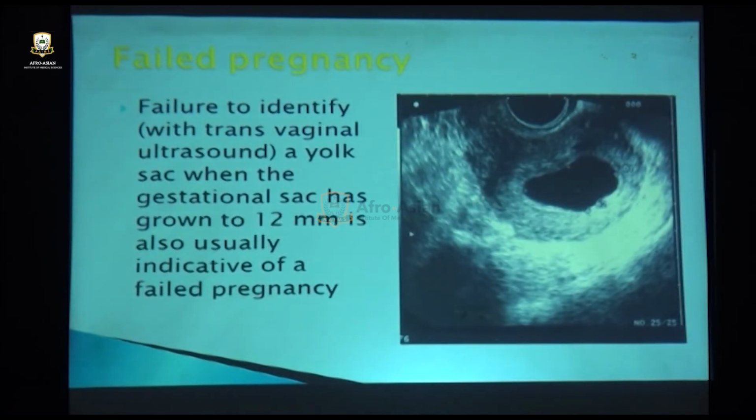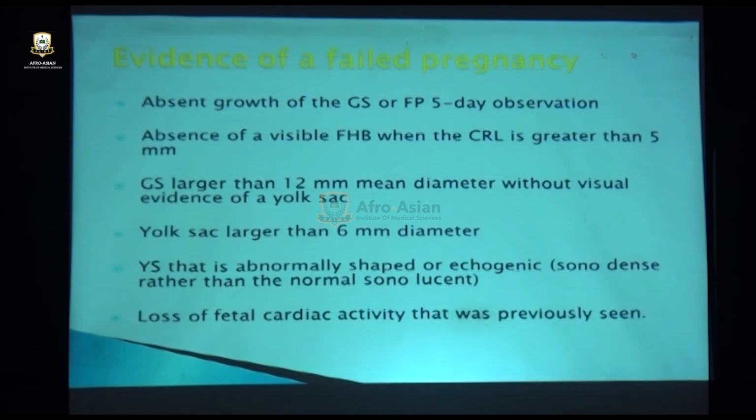Failed pregnancy: a failure to identify a yolk sac with transvaginal ultrasound when the gestation sac has grown to 12 millimeters. If you measure 12 millimeters in an intrauterine pregnancy gestation sac and you don't see a fetal pole or a yolk sac, then this is a sign indicating a failed pregnancy. Evidence of failed pregnancy: absence of visible fetal heartbeat, crown rump length of 5 millimeters, and so on and so forth.